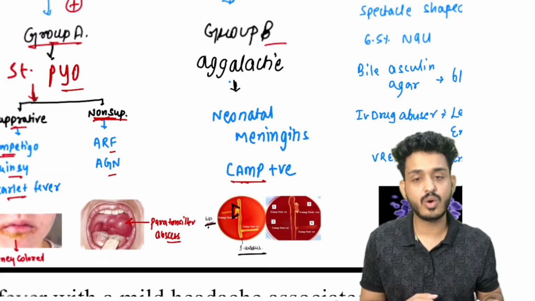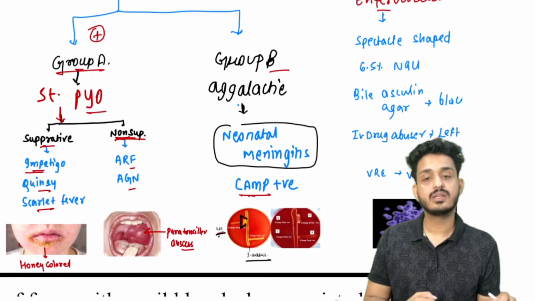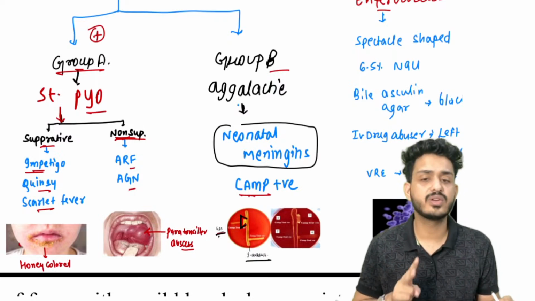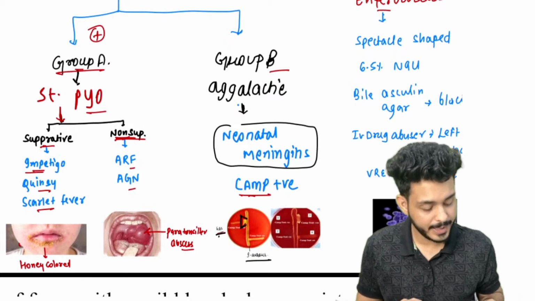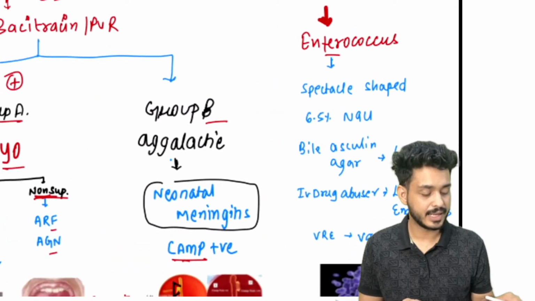Okay, so that is CAMP positive and the most common cause of neonatal meningitis. If they ask you the second most common cause of neonatal meningitis, your answer will be E. coli. Third, if they ask you, that would be Klebsiella.